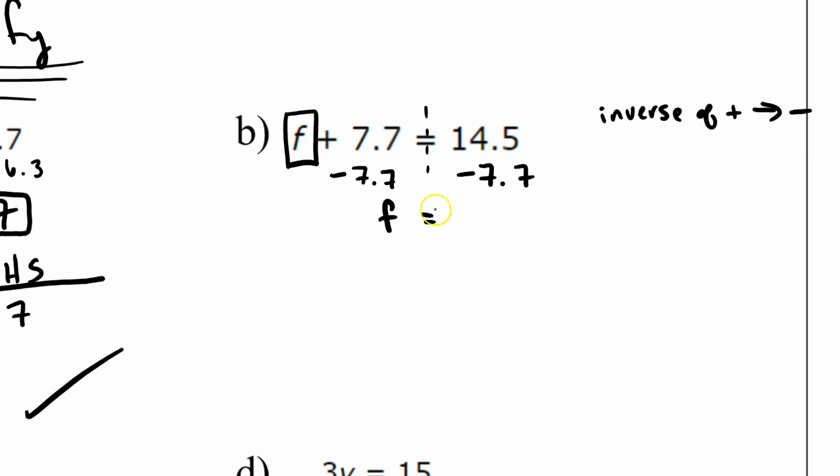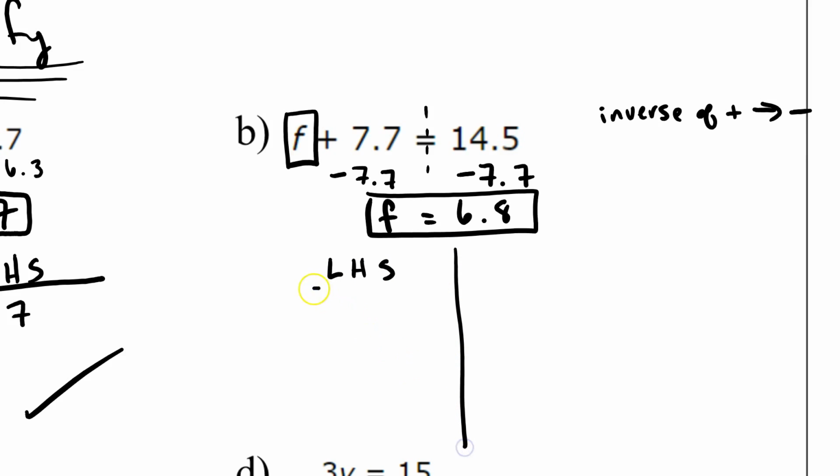F equals 14.5 minus 7.7. That equals 6.8. So I'm going to put a box around it. The next step is always going to be verifying. So I want to make a little t-chart, left-hand side and right-hand side. Now when we go to the original equation, the left-hand side of the equal sign is f plus 7.7.